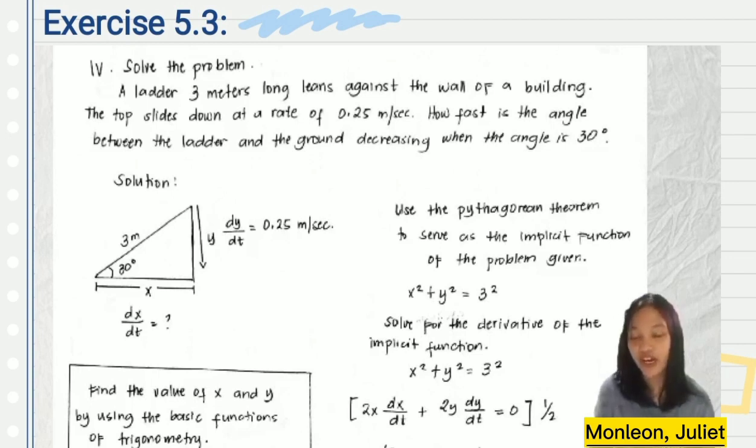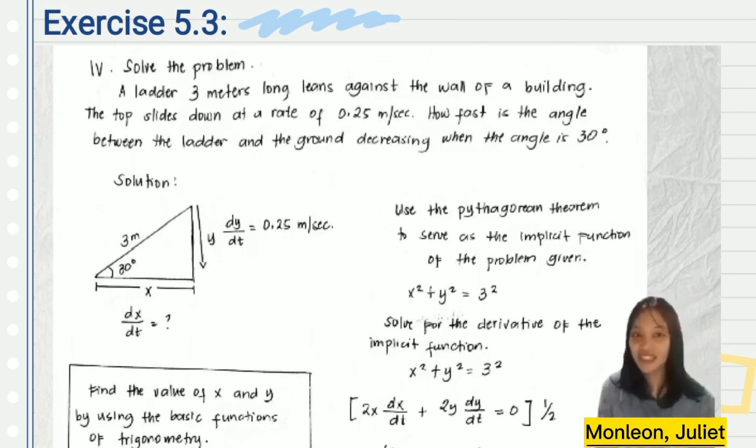So we are going to find the derivative of x with respect to t. For us to come up with the final answer, we will use the Pythagorean theorem to serve as the implicit function of the given problem, since the given representation is a right triangle. When we have a right triangle, we use the Pythagorean theorem, which is a squared plus b squared is equal to c squared. So in the given problem, we have x squared plus y squared is equal to 3 squared.